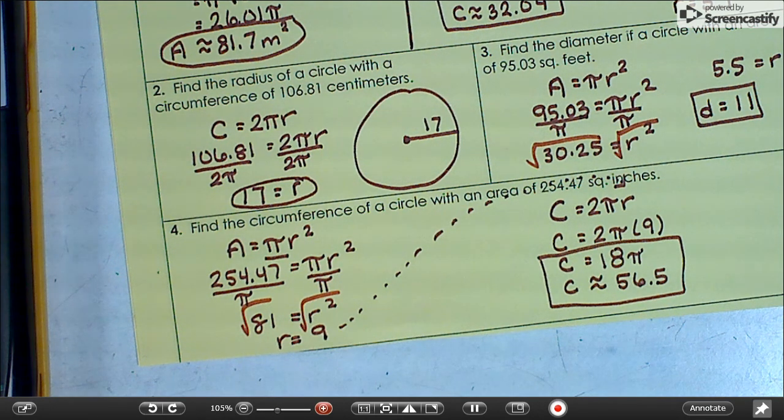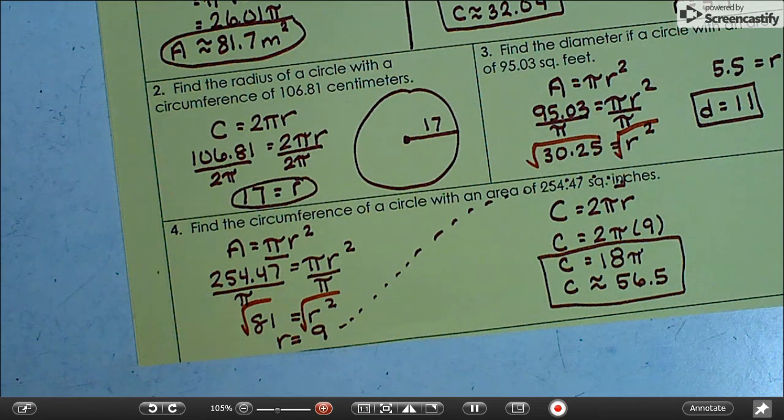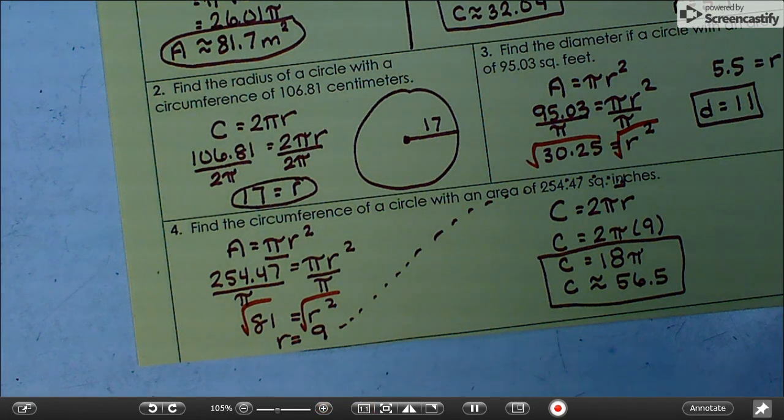All right, I hope that that was a good little review. I'm going to come back in a minute with how to find arc length and sector area.